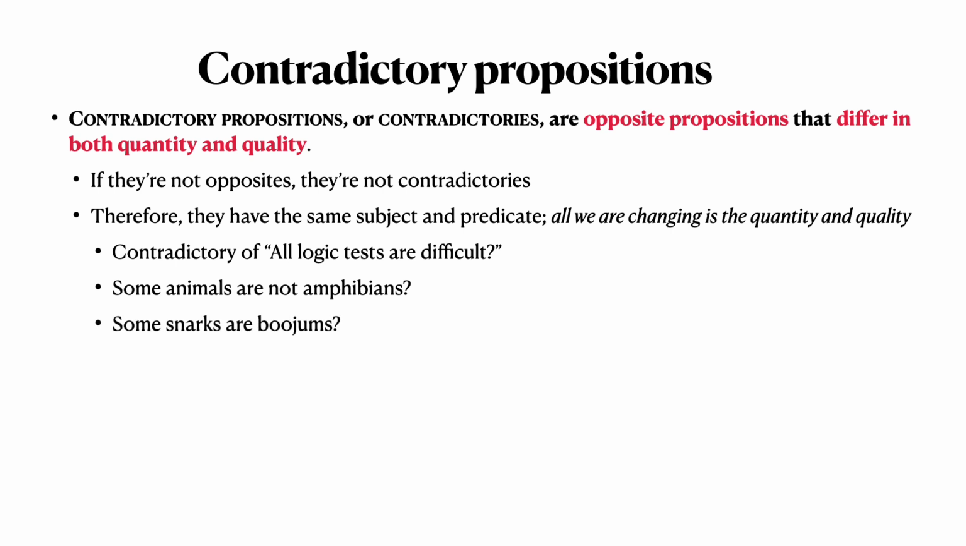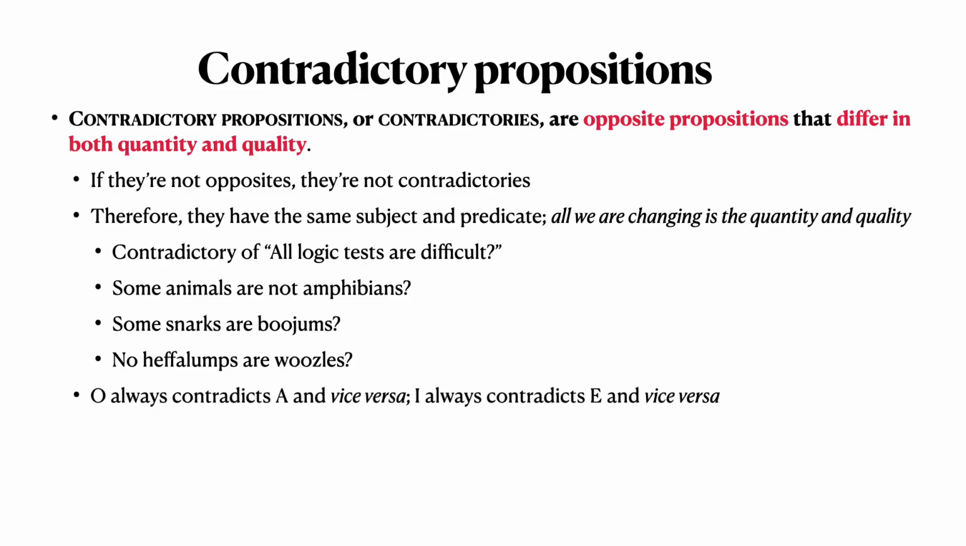All right, let's do a couple more. Some snarks are boojums. Note that we don't have to know what snarks or boojums are to know that the contradictory of this is going to be that no snarks are boojums. That is, this is an I proposition. We will cross the quality line to get to O, and then we'll cross the quantity line to get up to E, and we'll have no snarks are boojums. What about no heffalumps are woozles? We'll cross the quantity line to get down to O, and we'll cross the quality line to get over to I, and we'll get some heffalumps are woozles.